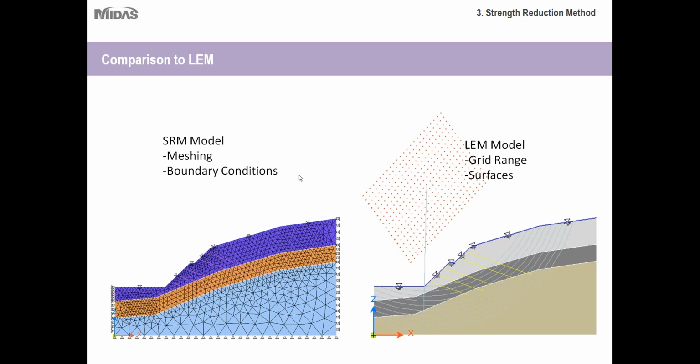But just keep in mind that the main differences between these two are, you don't have to do any meshing with the limit equilibrium model. You don't even have to create any boundary conditions. It's just a matter of getting your geometry right, getting your material parameters right, and then creating an accurate or efficient arc failure surface and grid range.